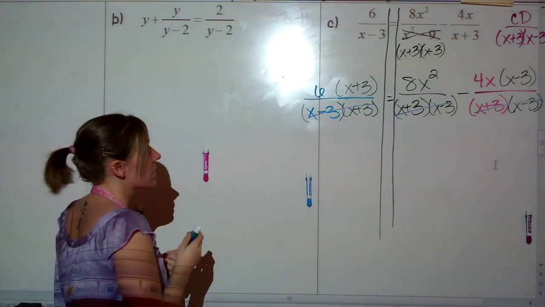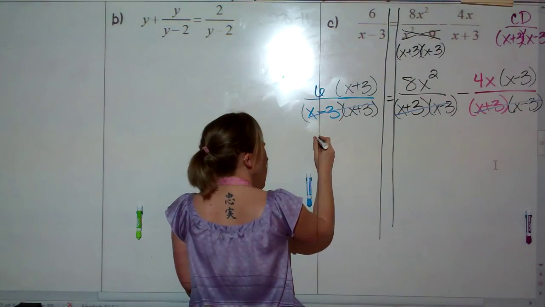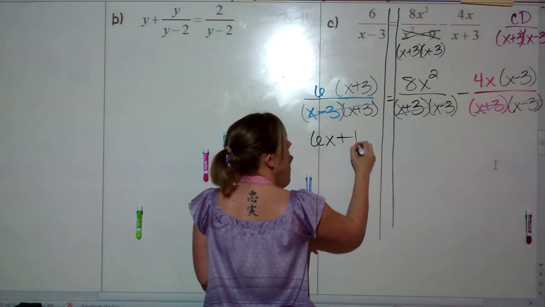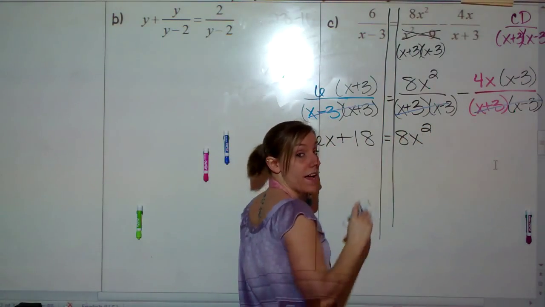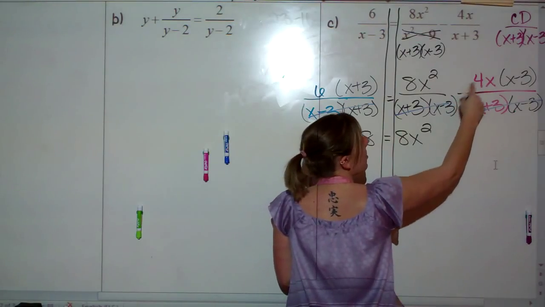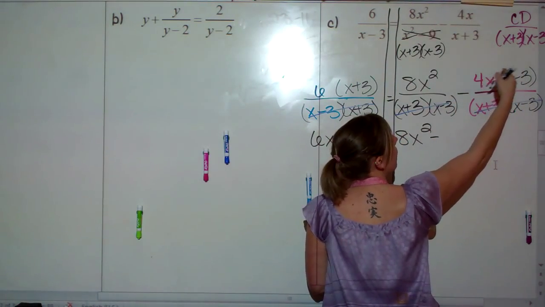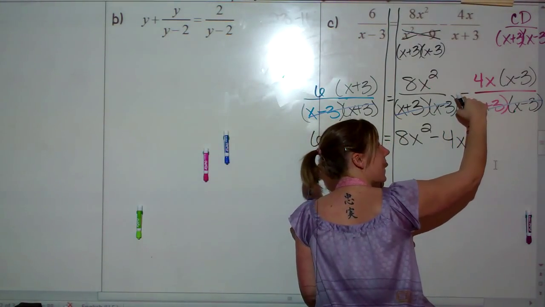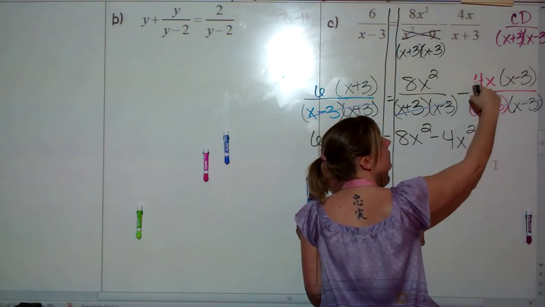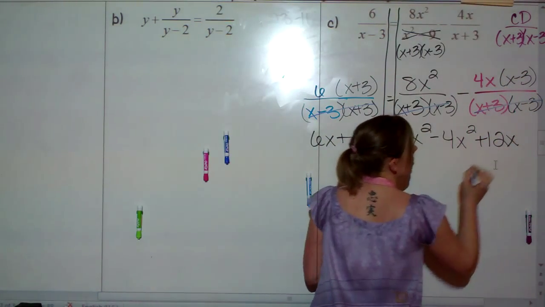So now let's focus on solving the numerator. When we distribute, we get 6x plus 18 equals 8x squared. That's a red flag. Probably going to have to factor. Minus, and now let's distribute. 4x times x is 4x squared. And be careful, a negative 4x times negative 3 is actually a plus 12x.